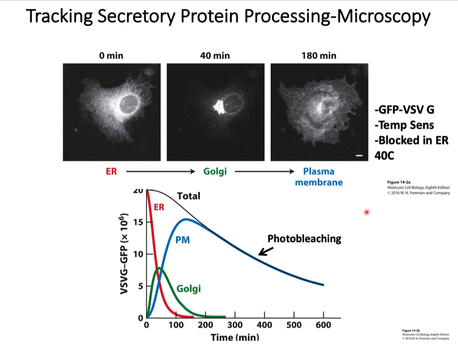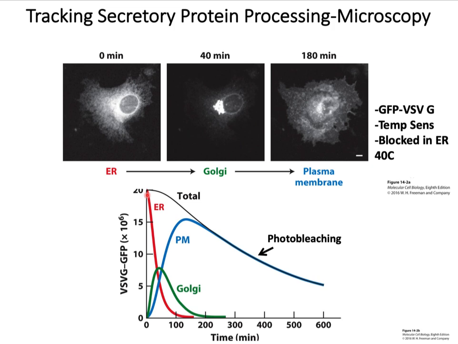So there is a traffic defect at 40 degrees, but just as you have seen before. What happened is that they expressed the GFP VSV-G in a mammalian cell as a chimeric protein that we have talked about before. So this VSV-G can now be tracked, as a fluorescent tag is attached to it. They kept the cells at 40 degrees, so all the GFP VSV-G would end up in the ER and stay in the ER. So this actually synchronizes the synthesis of this protein.